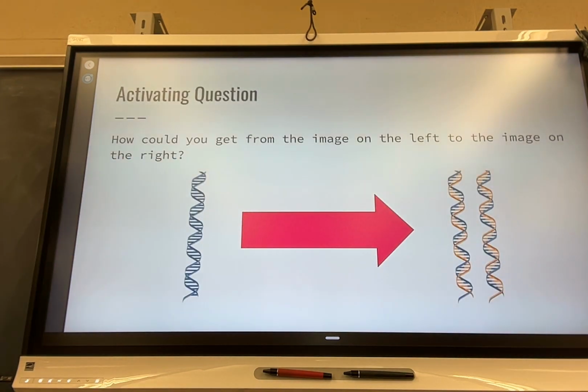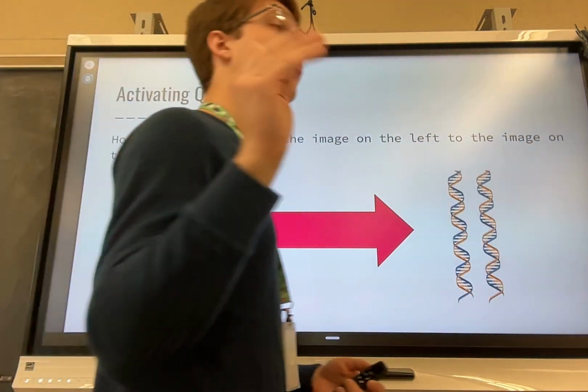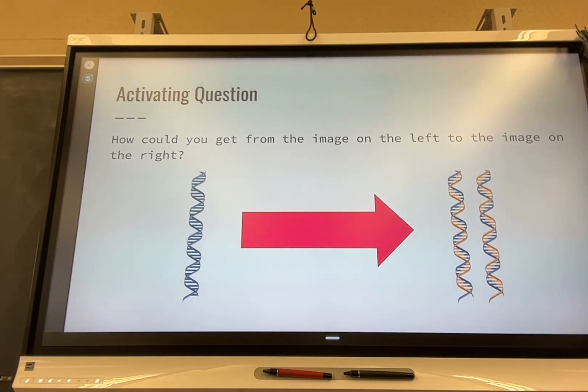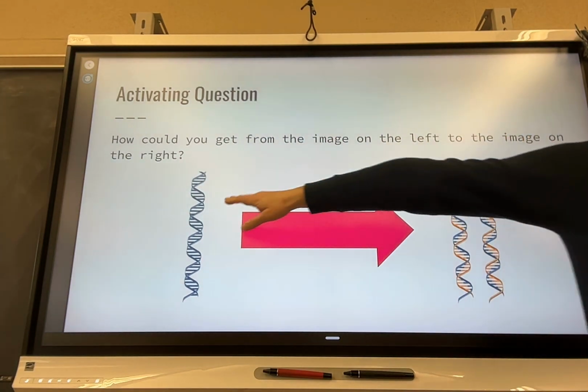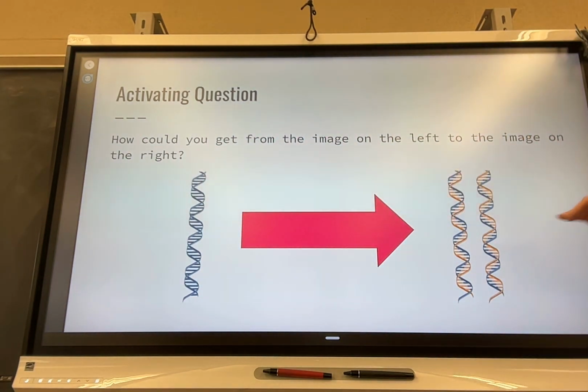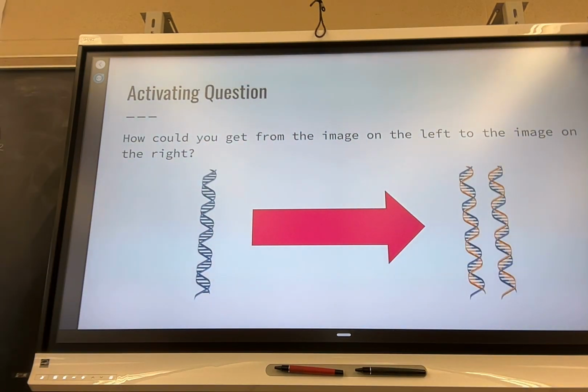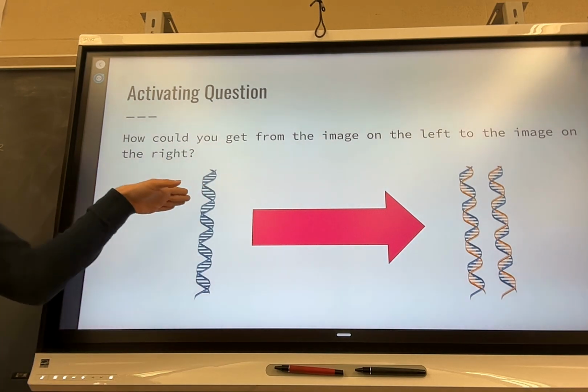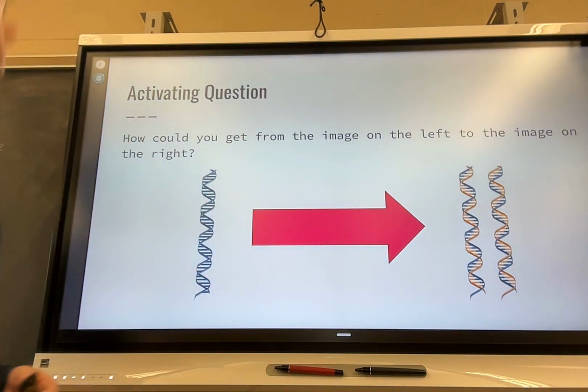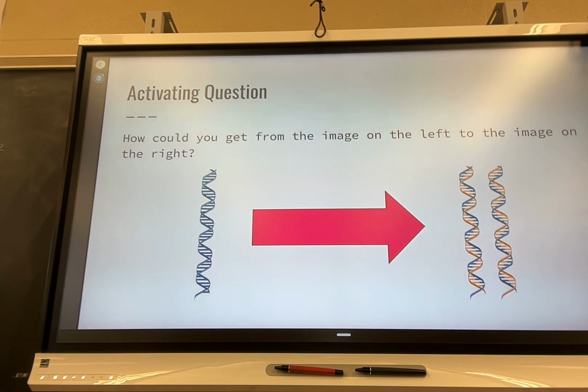The first thing I want you to do, take a couple minutes, write down on your paper, how would you get from the picture on the left to the picture on the right? Take a couple minutes. So, anybody think they know how we could get from DNA number 1 to DNA number 2? Peter? More DNA strands.